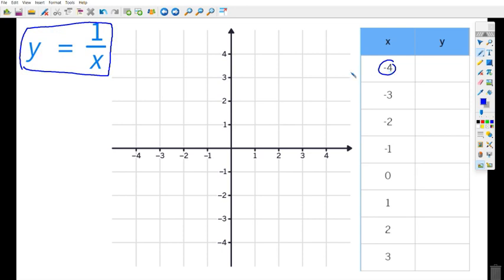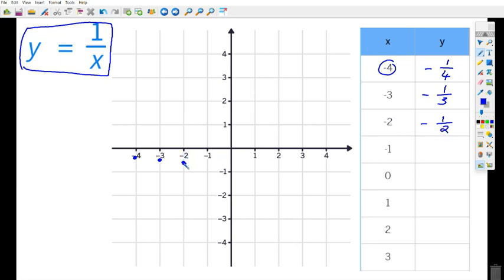If I substitute negative 4 in for x over here, you're going to get negative 1 over 4. Let's go plot that quickly. I go to negative 4 for x, and negative a quarter, which is over here somewhere. Then I go to negative 3. If I substitute negative 3 for x, you're going to get negative 1 over 3, so I plot negative 3 and negative a third. If I substitute negative 2 for x, I'm going to get negative a half, so let's go to negative 2 and negative a half.